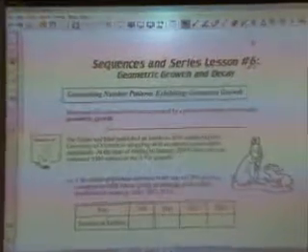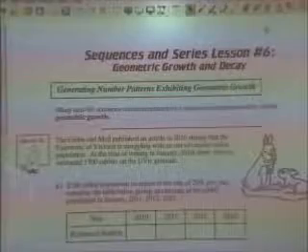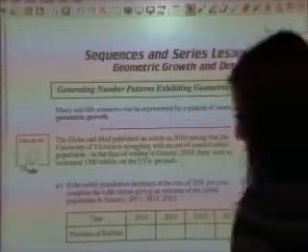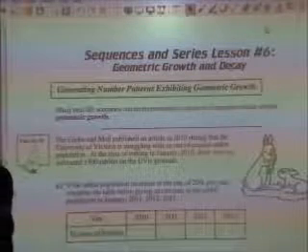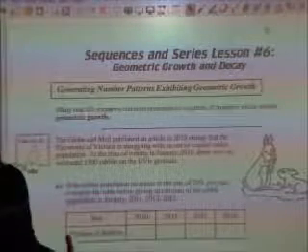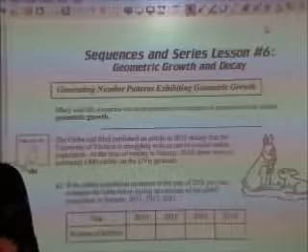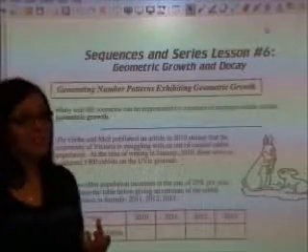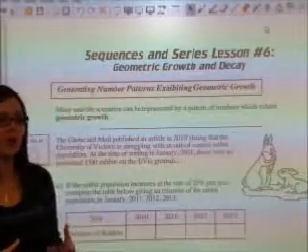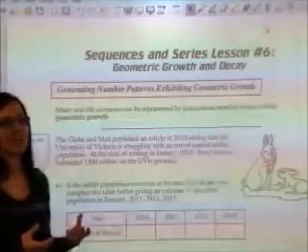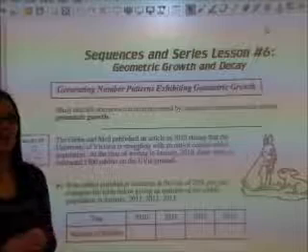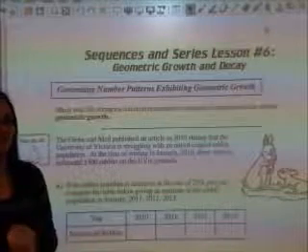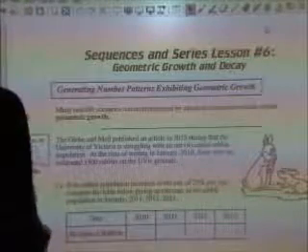Okay, so lesson number 6 looks at geometric growth and decay. There's a lot of patterns that exist in science that have geometric growth and geometric decay. Bacteria cultures tend to grow geometrically. We talk about geometric growth this year, and next year we move it into an equation and talk about it in terms of exponential growth and exponential decay.